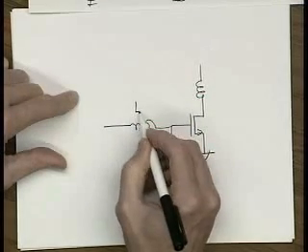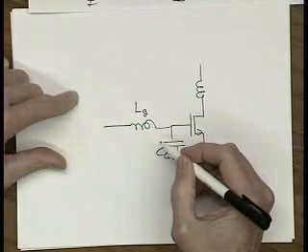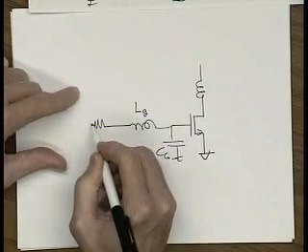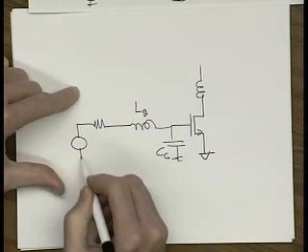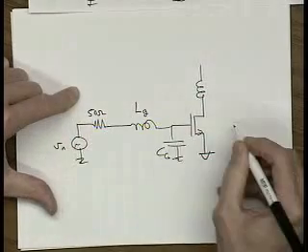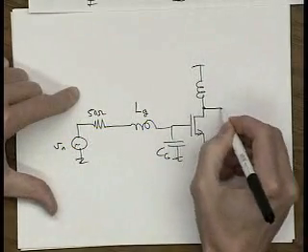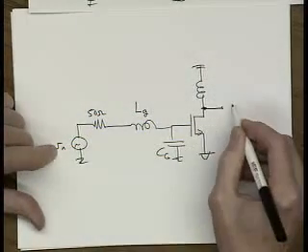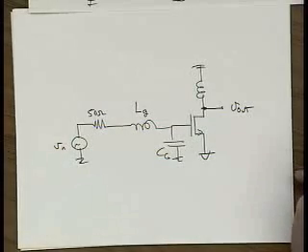So let's put a series gate resistance in series with this C sub G, okay? And then we can have our 50 ohms, and so if we're after the gain from V in to V out, how would we do that?